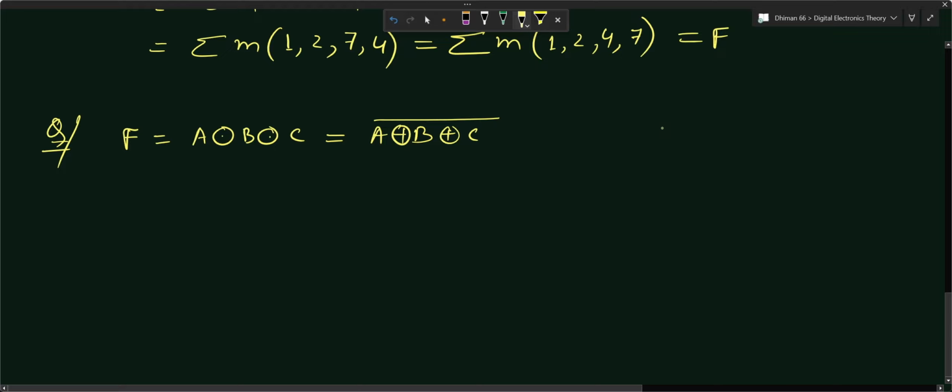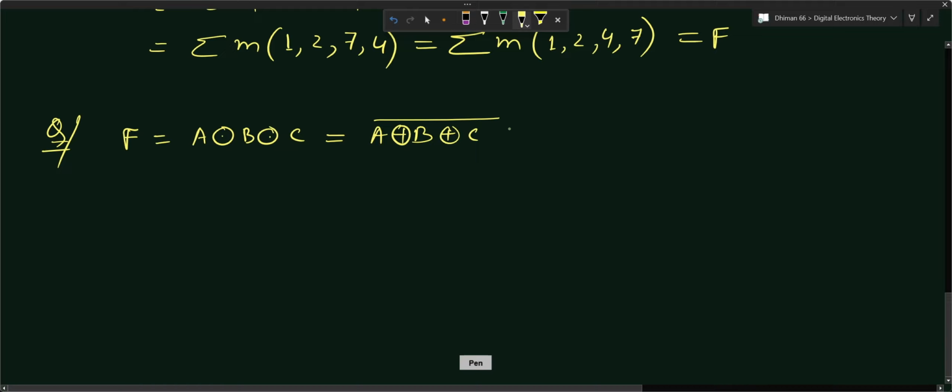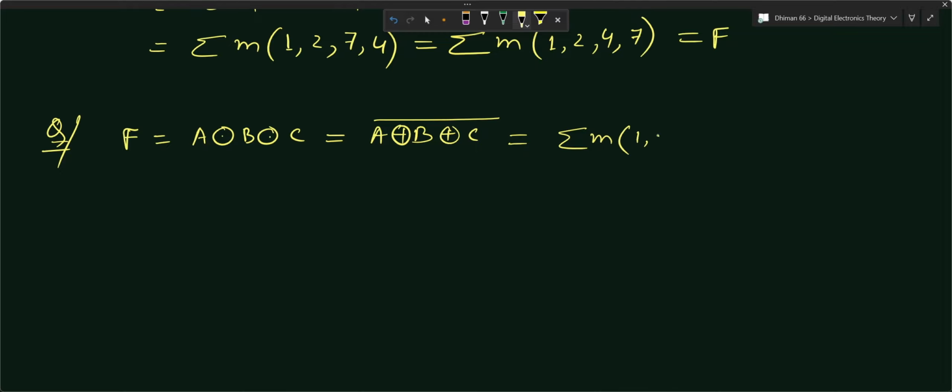I hope you are familiar: XOR and XNOR are complementary. That means A XOR B is equal to the complement of A XNOR B. I hope you have understood this. Previously we have seen the sum of minterm expression for A XOR B XOR C is 1 2 4 7. We have a complement here, so if we remove the complement, what will happen?